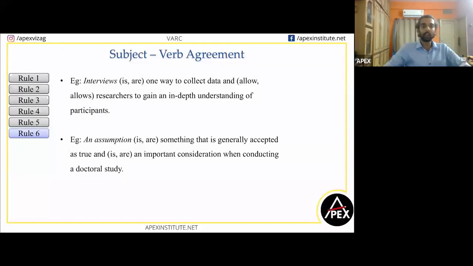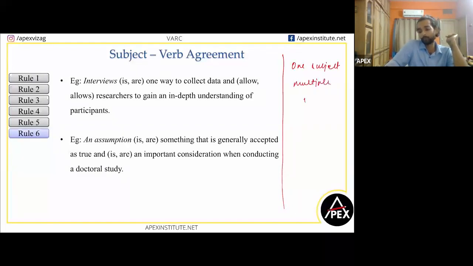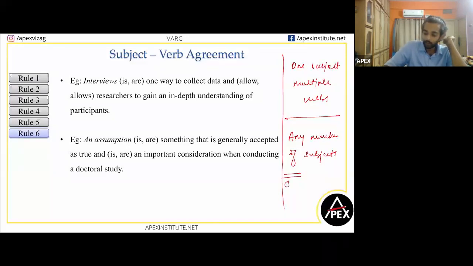Okay, so as we were looking at, so far we've seen only one subject and one verb. In this context, now we are going to look at one subject, multiple verbs. By the way, please be advised that you can have any number of subjects and any number of verbs. But the important part is that the corresponding subjects and verbs should agree with each other.